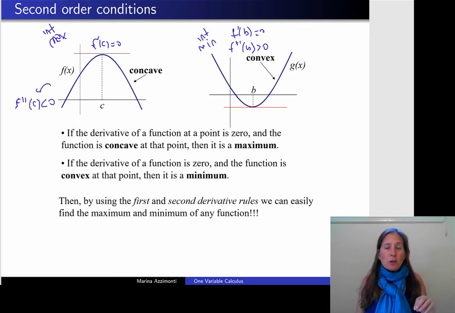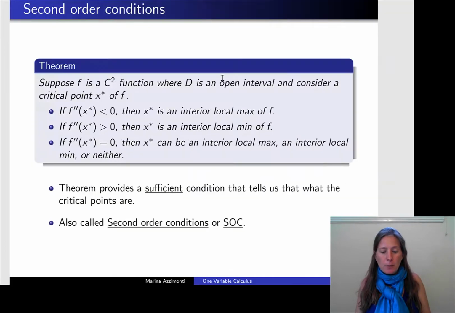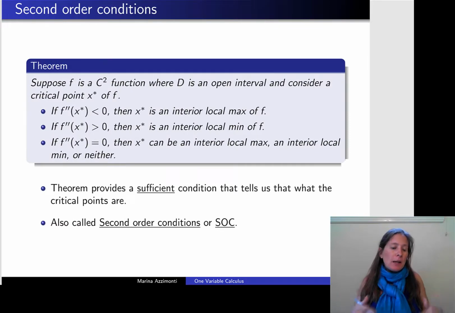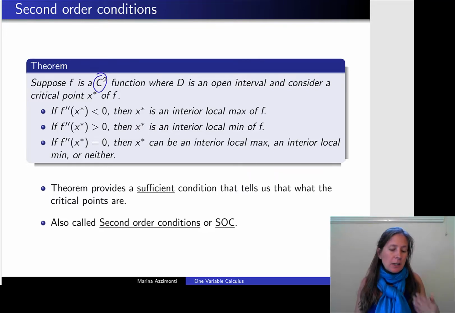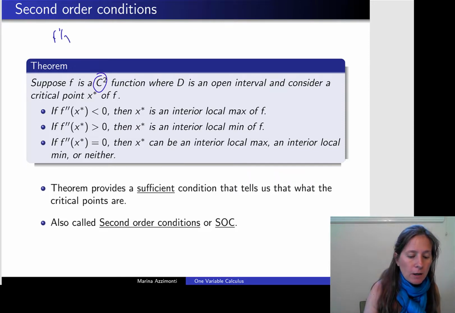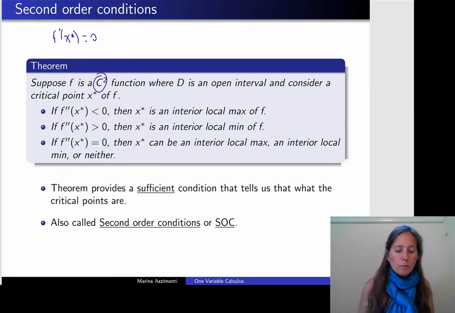Using the first and second derivatives, we can not only find the critical points, we can also figure out whether they are maxima or minima. Mathematically, we can prove this. Imagine that our function is twice continuously differentiable, so it's C2, and that this is an open interval. Let's consider a critical point x star of f. Remember, a critical point just means that f prime at x star is equal to 0.